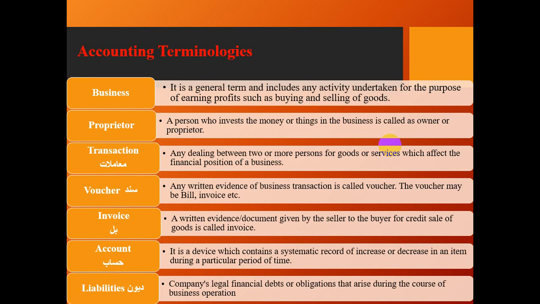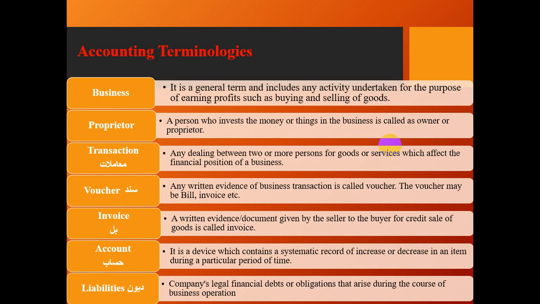The second one is proprietor. A proprietor is a person who invests money or things in the business, like the owner. Proprietors are the persons who start a business, who invest their own money for running the business. That is called proprietors. A transaction is a dealing happening between two or more persons. So any dealing between two or more persons is called a transaction.